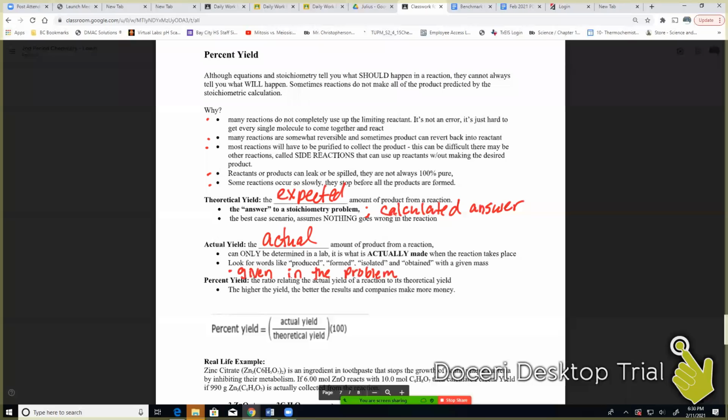So here's our actual formula that we're going to be working with. Percent yield is equal to actual yield, which is always given, and theoretical yield, which you may have to calculate.